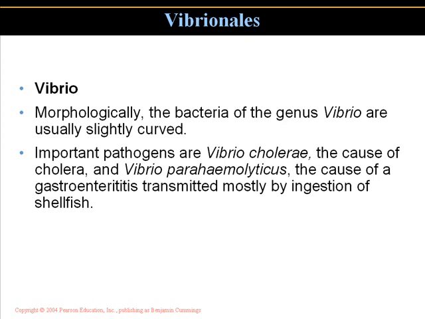Vibrios are important as well. These, the morphology of these organisms, the bacteria, the genus Vibrio, usually slightly curved, kind of what the name implies. Important pathogens, Vibrio cholerae. You may have heard of cholera before, but another organism that's important to be able to recognize, parahaemolyticus, is the organism that causes gastroenteritis, transmitted mostly by the ingestion of shellfish.